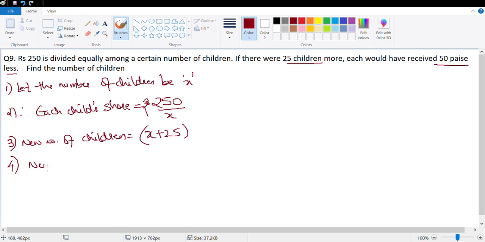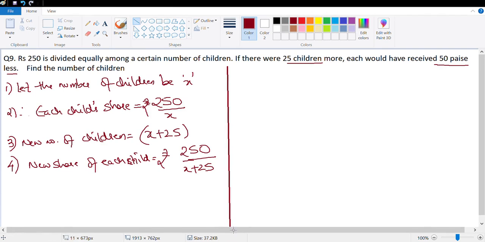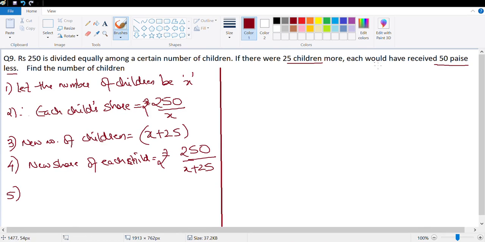Next, new share of each child. The money remains the same, which is rupees 250, but now it is getting divided between x plus 25. So if the number of people is more, then obviously each child gets lesser money. Right? You divide the same amount of money among more people, obviously each one will get a lesser share. So let's figure out the relationship. Each would have received 50 paisa less, which means new share is equal to old share minus 50 paisa.